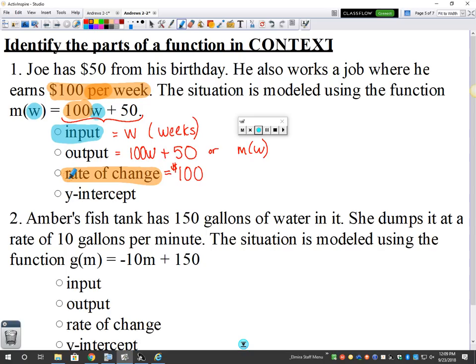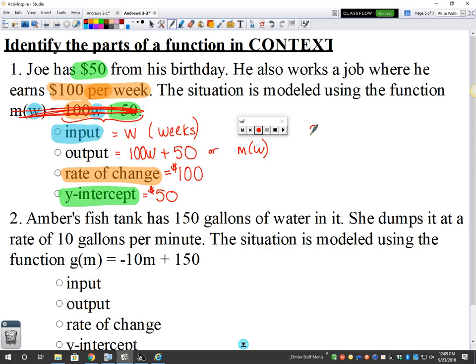Okay, and y-intercept. The y-intercept is located as the number that's a constant, a number that does not have the variable. And from the context of the question, it's that $50 he started out with from his birthday money before he started earning money. That was his starting amount of money. So he had $50 and then he got a job where he's earning $100 more every week. Okay, so that's how, if you did not have the equation given to you, that's how you could write it.